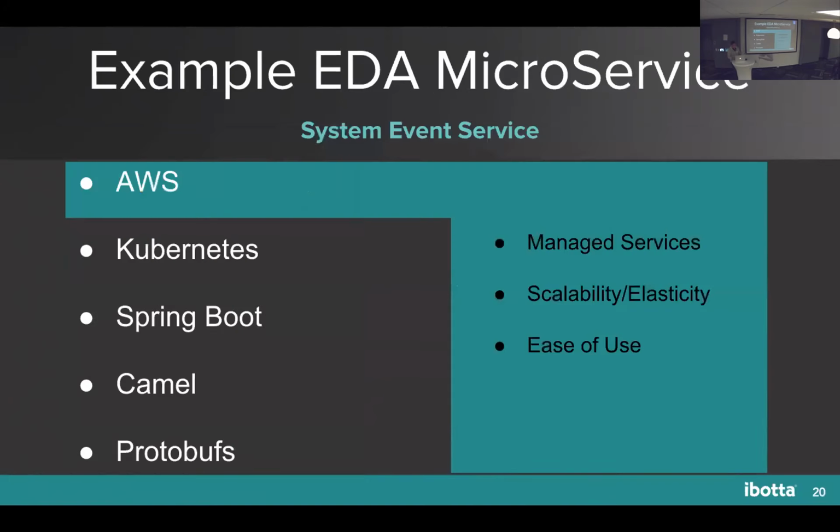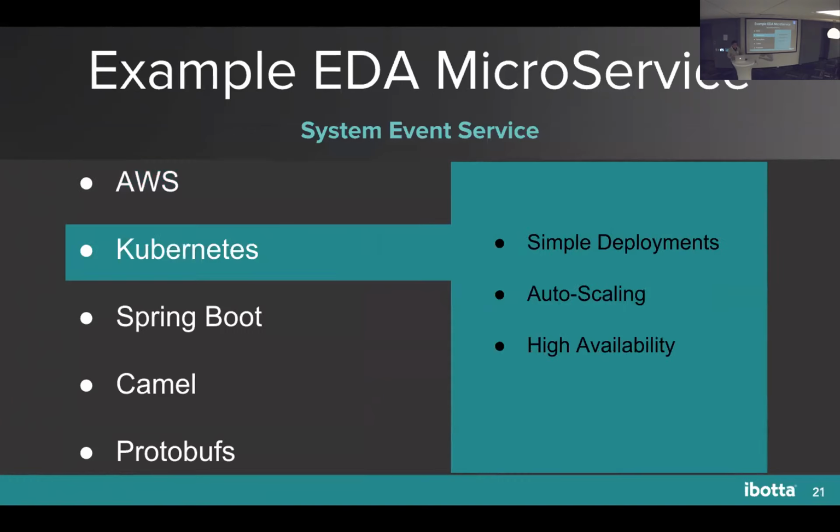And just some of the tools that we use for that. So AWS, we're a full AWS shop. One of the things you'll notice about all these tools is that they really allow you to focus on business logic rather than the messy logic you get when trying to deal with infrastructure or event deduplication. So AWS: managed services, scalability, ease of use. Kubernetes, the big one here is the simple deployment. You're able to do canary deployments and blue-green deployments pretty easily.